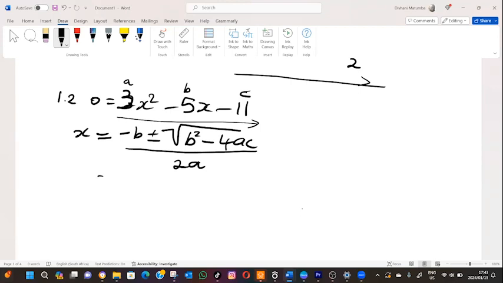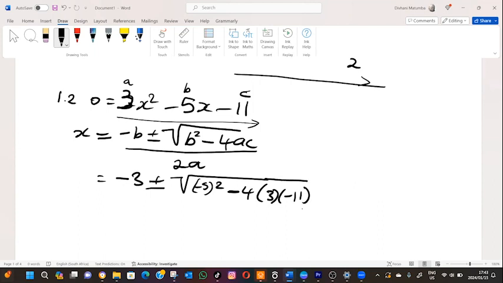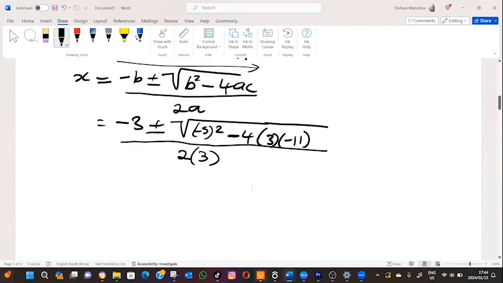All right. Now, we're going to get minus b, which is minus minus 5, plus or minus the square root of minus 5 squared minus 4 times a, which is 3, times c, which is minus 11. You must always watch out for the signs because they can get messy and confusing. All over 2 into a. Now your a value is 3.